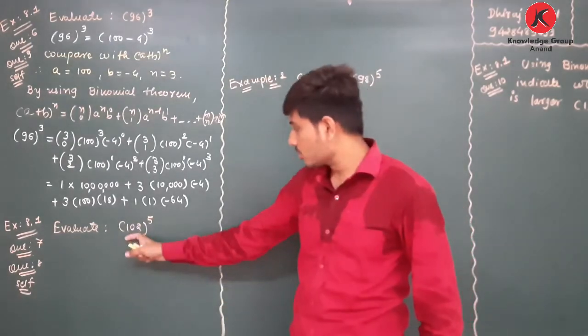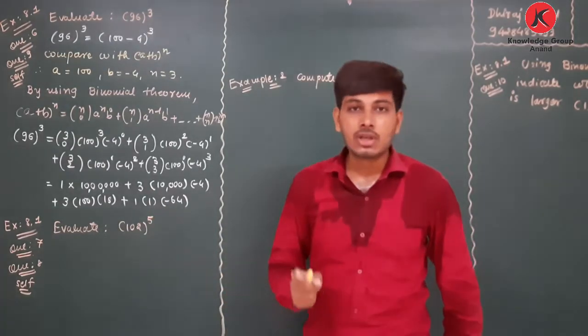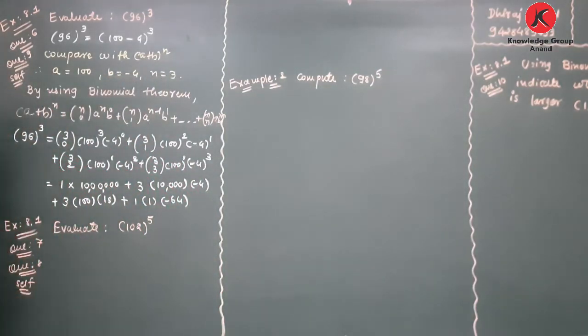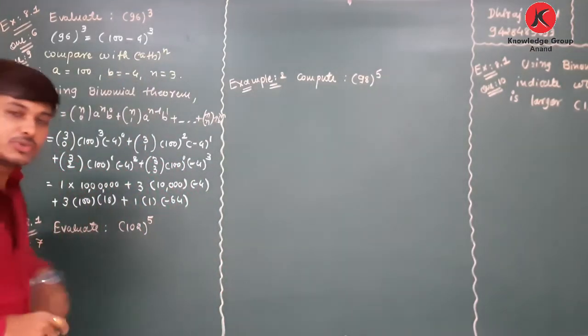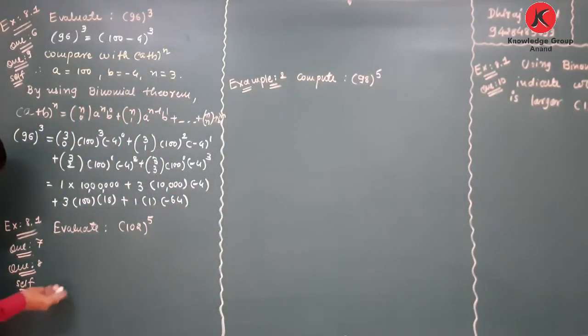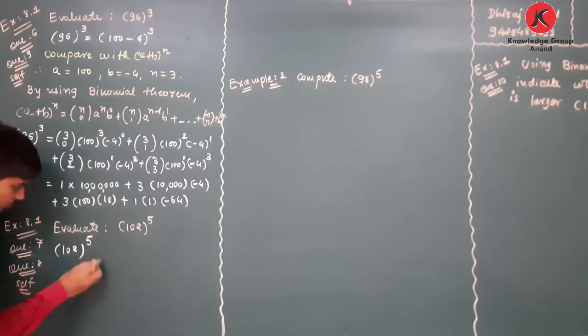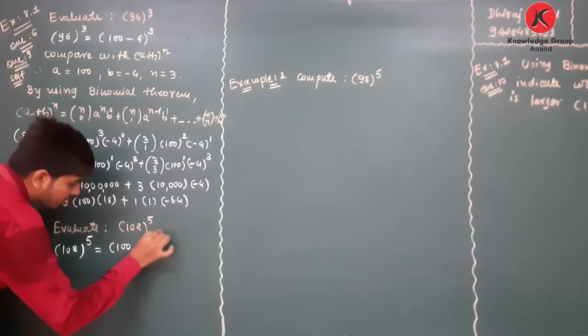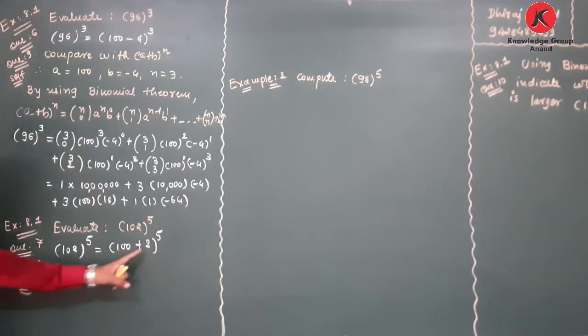उसके लिए हमको 102 की नियर वैल्यू लेनी पड़ेगी. 102 की नियर वैल्यू क्या है? 102 की नियर वैल्यू है 100. तो we can write 102 raised to 5 as (100 plus 2) raised to 5. 100 plus 2, whole raised to 5.